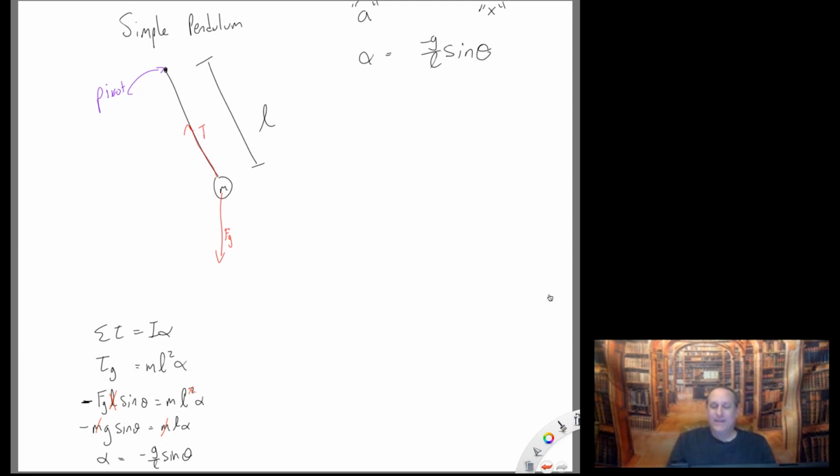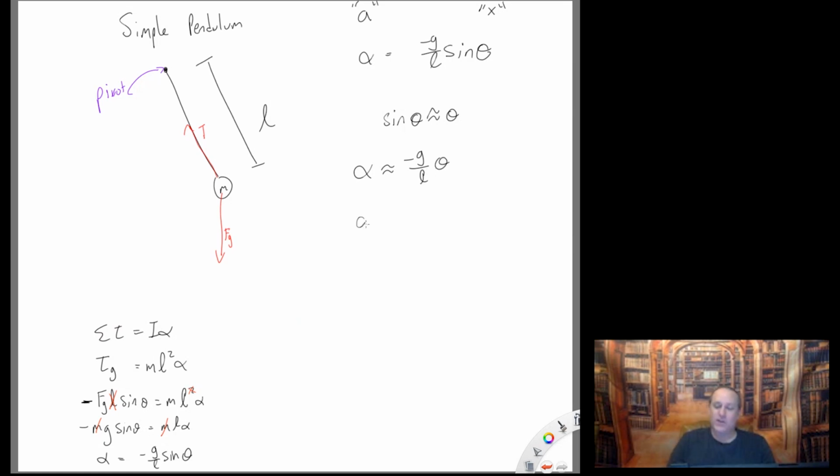However, if the angle is small, you can use what's known as the small angle approximation, which says the sine of theta is approximately equal to theta. This is true for small angles when you're working in radians. You can check that out in your calculator if you don't believe me. In fact, anything under about 15 degrees will give less than 1% error if you make this approximation. So with that approximation, we have the acceleration is approximately equal to minus g over L times theta.